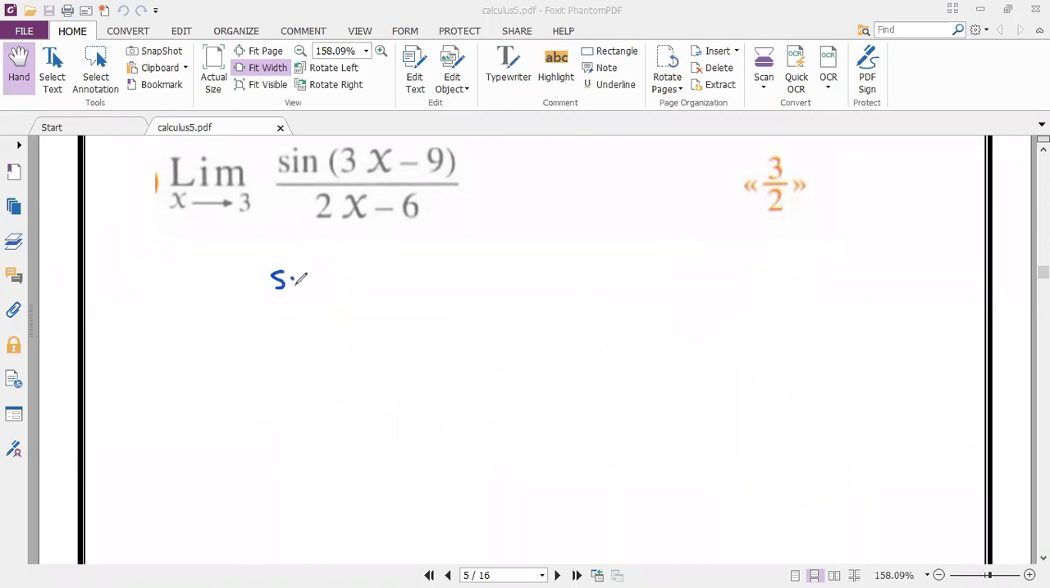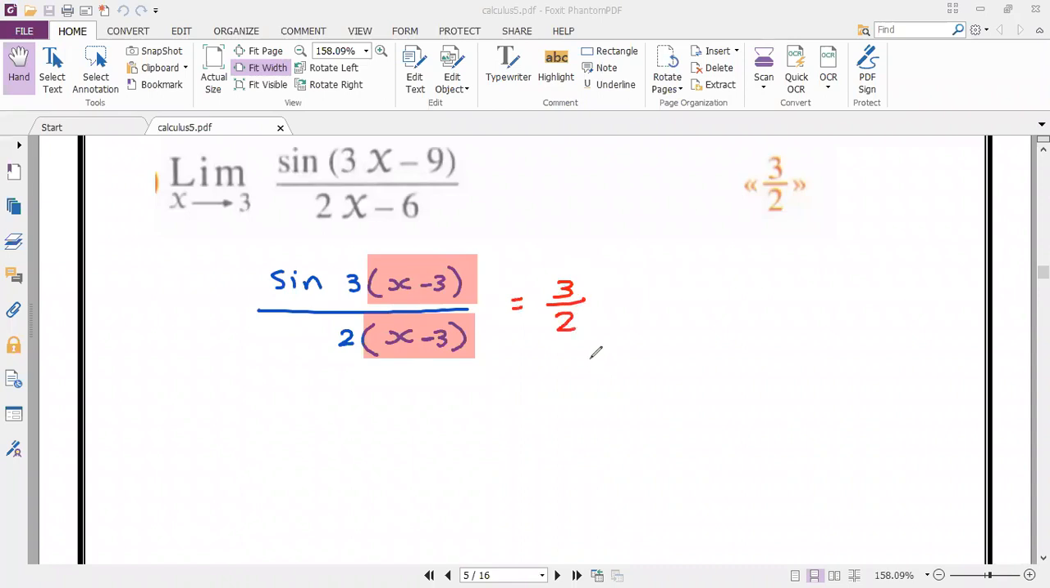This one here, I have sine, so we can take 3 as a factor. So it will be sine 3 multiplied by x minus 3 over, we can take 2 as a factor, so it's a 2, and then here x minus 3. If we look at the variable, it is x minus 3 at the top and x minus 3 at the bottom. So what is the limit of this function? The limit is going to be 3 over 2. That's it. And you know that x approaches 0. So in this case, x approaches 3.